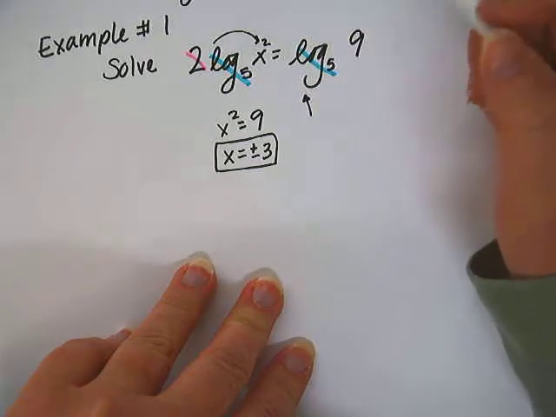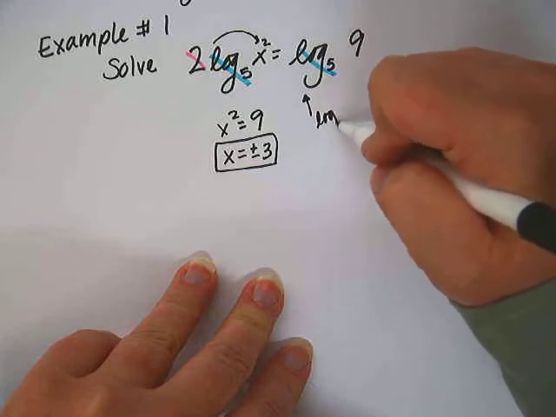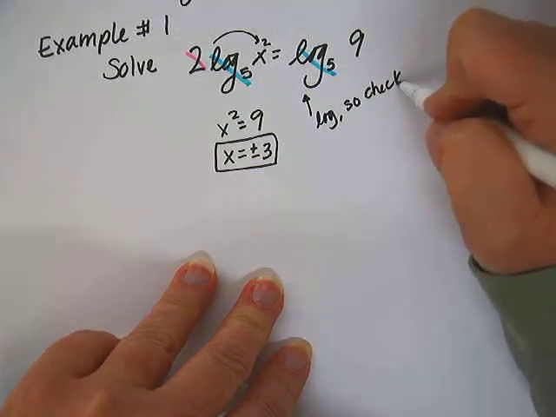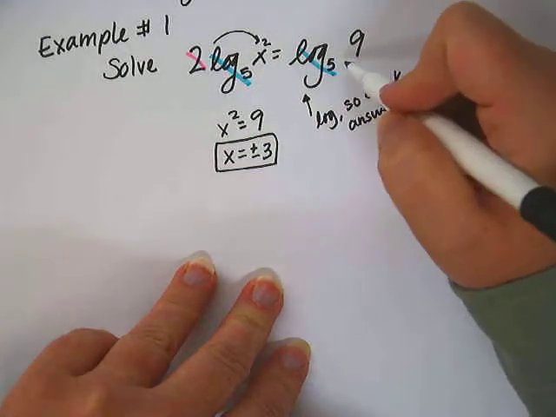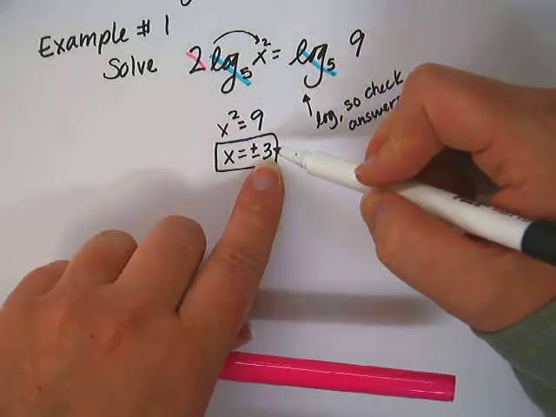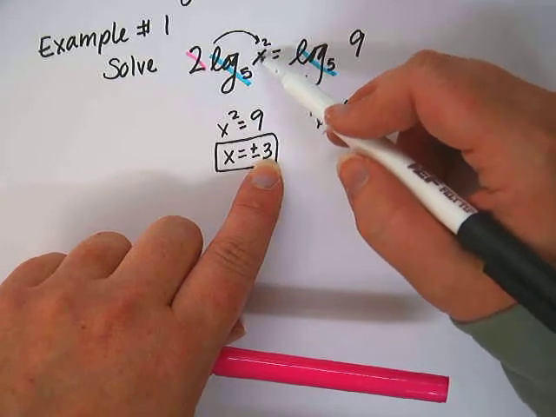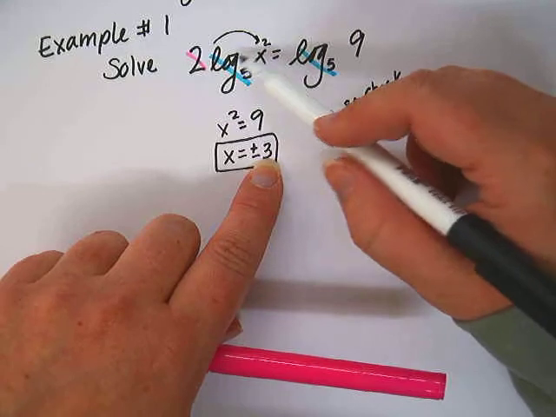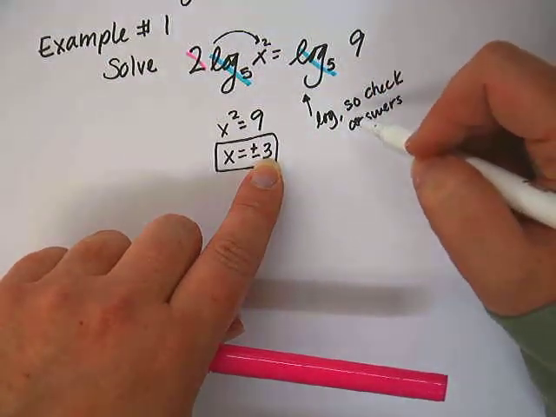However, you must check your answers when your equation is a logarithm, a fraction, or a square root. So log, so check answers. You do not have to check the answers if the problem starts out as an exponential, but since it starts out as a logarithm, we must check it. So if we take our plus or minus 3, we plug 3 in. 3 is fine to plug in here because we can do the log of 3.